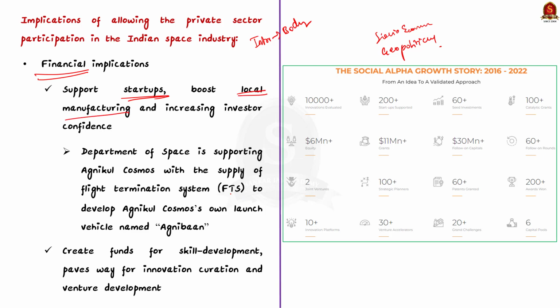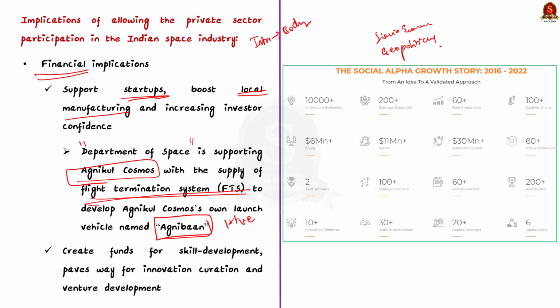For example, Department of Space is currently supporting Agnikul Cosmos with the supply of Flight Termination System (FTS) to develop Agnikul Cosmos' own launch vehicle named Agni-Ban. Know that Agnikul Cosmos is a space technology startup based in Chennai. If Agni-Ban is ready to launch, then it will become the first ever private launch vehicle in India.